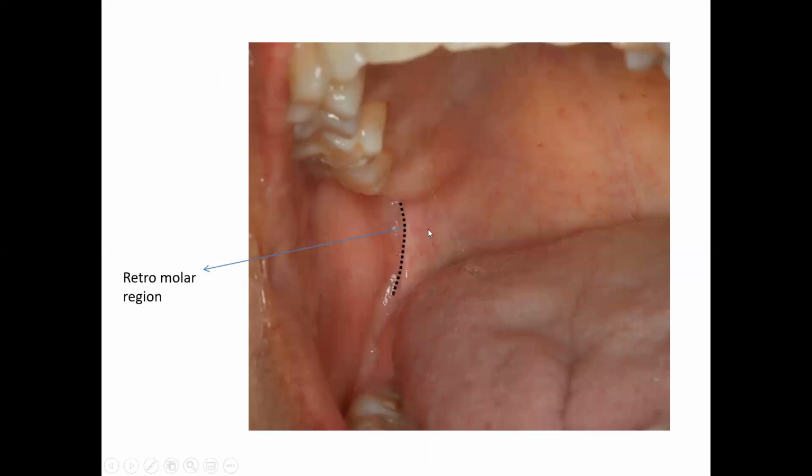Okay, now you can see here, this is the retromolar space. So this is the vestibule and this is the oral cavity proper. This is the tongue. Posterior to the tongue, we have the geniohyoid and the mylohyoid muscles. The oral vestibule communicates with the oral cavity proper through this space, which is known as the retromolar region. It is just behind the third molar tooth. When the mouth is closed, these two spaces communicate.